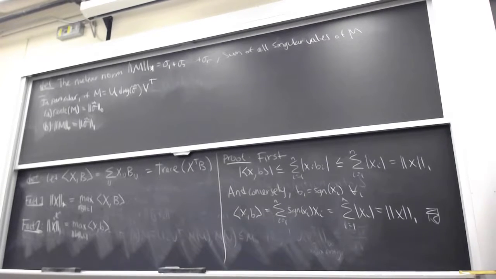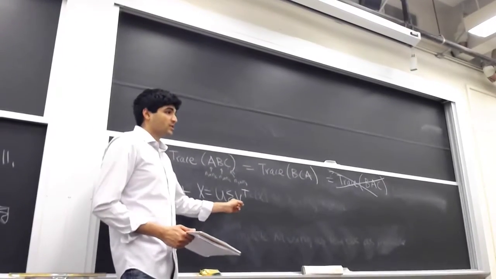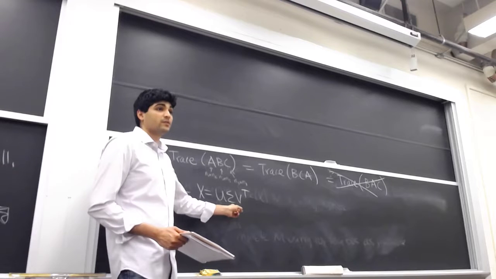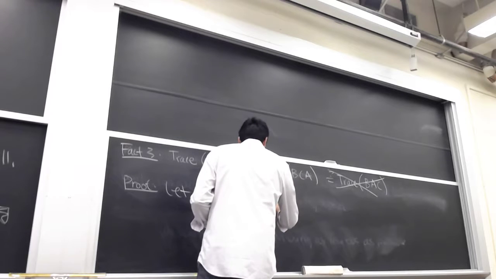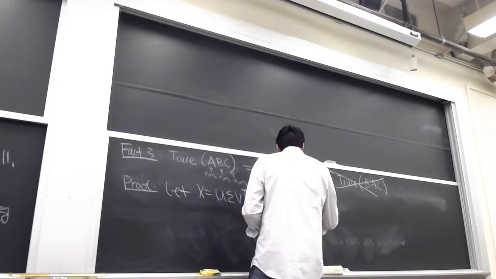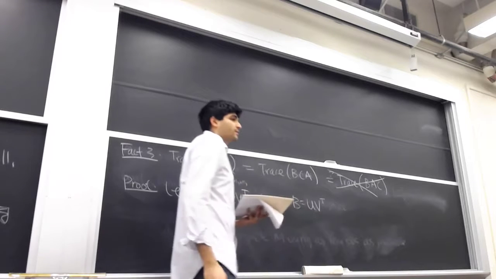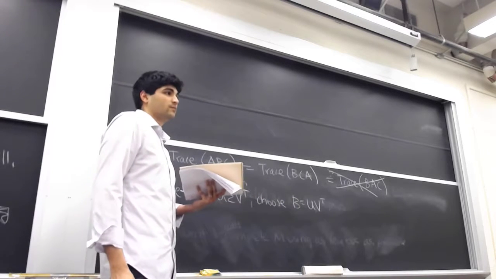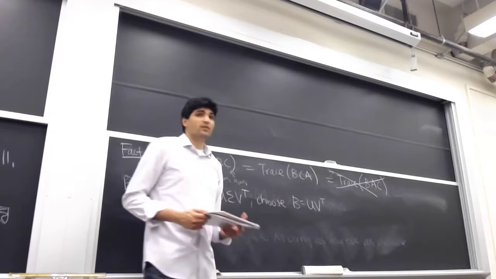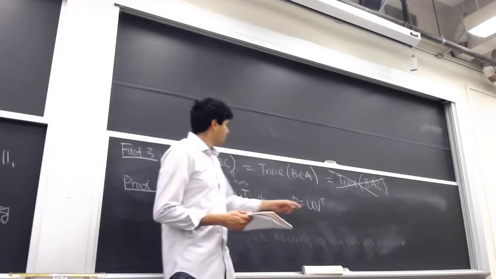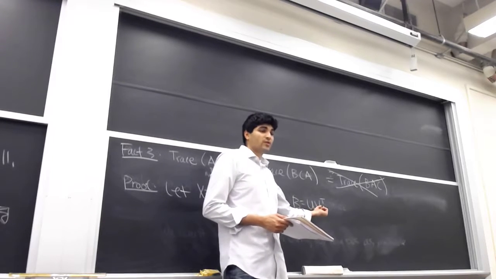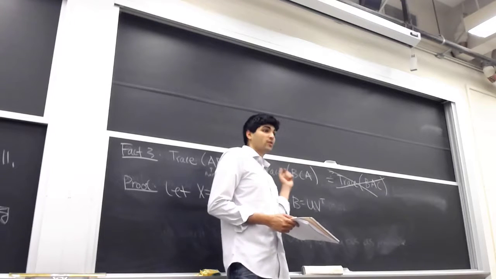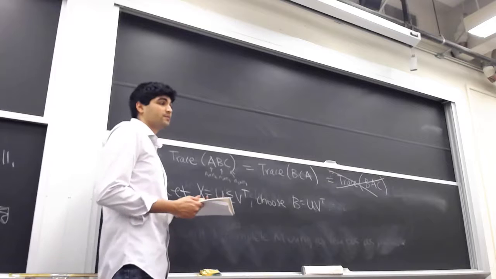Well, let's let X equal U sigma V transpose. We know that we want to prove a lower bound, which is the sum of the singular values. And the way that we do it is we choose B to be equal to U V transpose. So this is certainly a valid choice in the right-hand side because its operator norm by construction is at most 1. In fact, its singular values are either all 1 or 0, based on whatever the rank of X is.